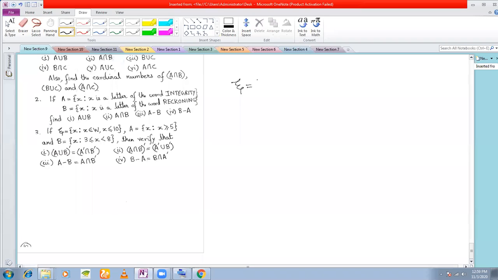Xi, this is again given in a set builder form, x such that x belongs to W. That means W is a what? A standard set, the set of whole numbers. So x belongs to W means x is a whole number. And what kind of a whole number? It is such a whole number that it is less than or equal to 10. Okay. So if I write this in tabular form, what will I write? What are the whole numbers that are less than or equal to 10?